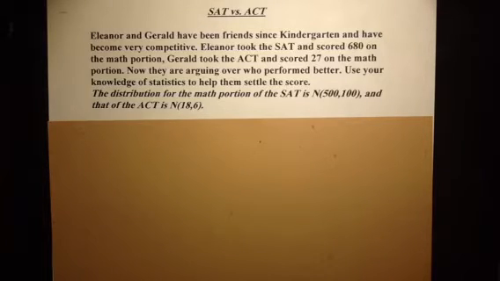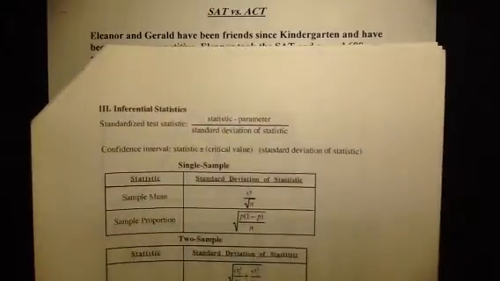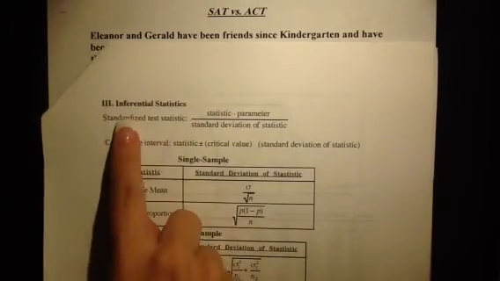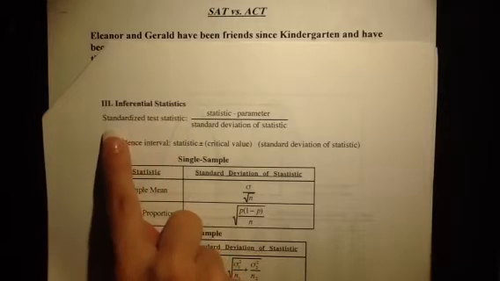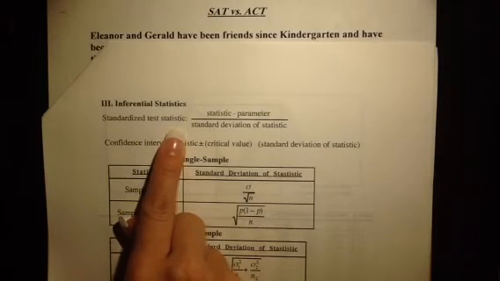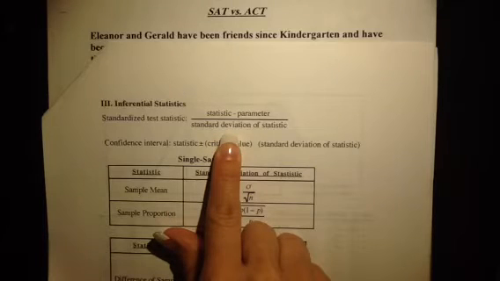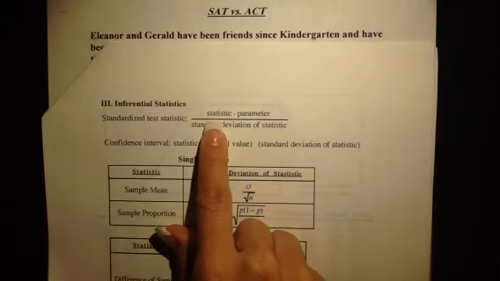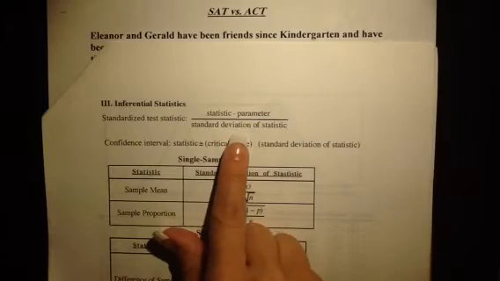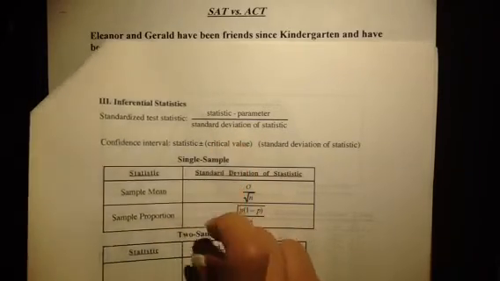First of all, because we want to compare scores of things that aren't on the same scale, we want to standardize those scores. If you look at your resource packet, on the second page, it starts with inferential statistics, and it says standardized test statistic. That is the same thing as your z-score that you should have been reading about in section 2.1. The z-score is the statistic minus the parameter divided by the standard deviation. In this case, it'll be our observation minus the mean divided by our standard deviation.